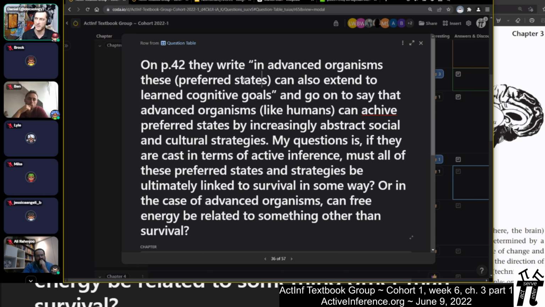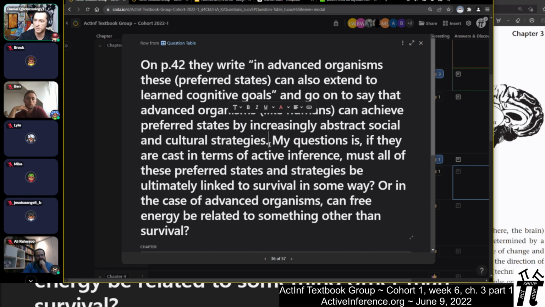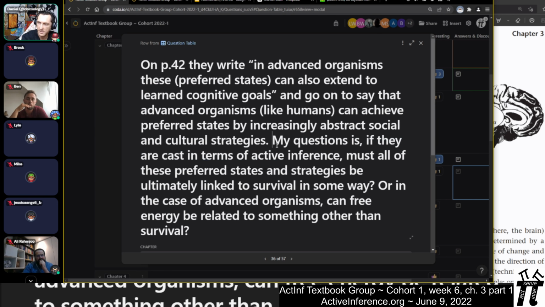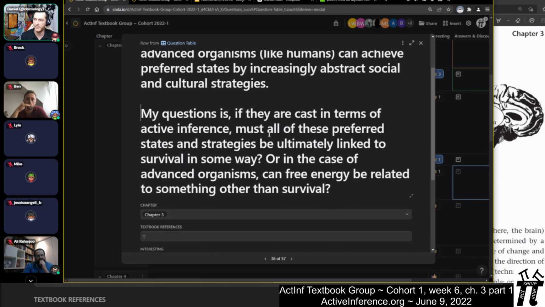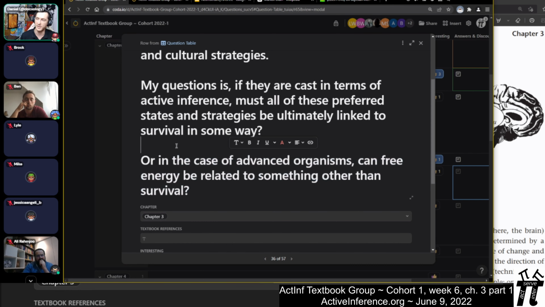And then just in the last 5 minutes, on page 42, they wrote, in advanced organisms, preferred states can also extend to learned cognitive goals, and go on to say that advanced organisms like humans can achieve preferred states by increasingly abstract social and cultural strategies. They talked about thermoregulation, and then all the way up to air conditioning distribution systems. My question is, if they are cast in terms of active inference, must all of these preferred states and strategies be ultimately linked to survival in some way? Or in the case of advanced organisms, can free energy be related to something other than survival?